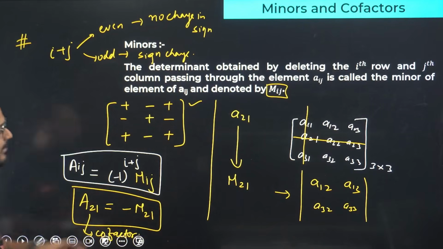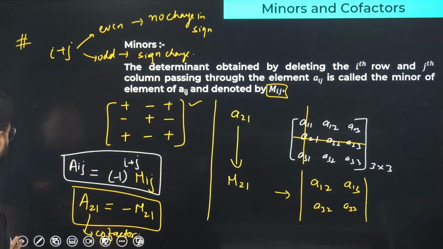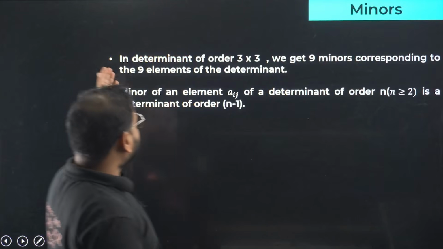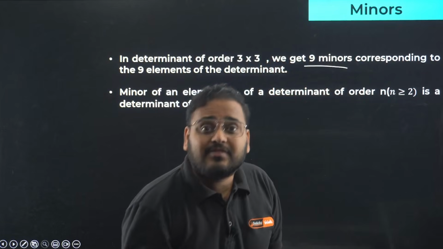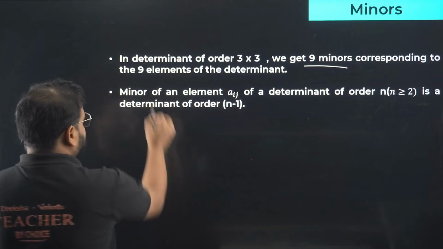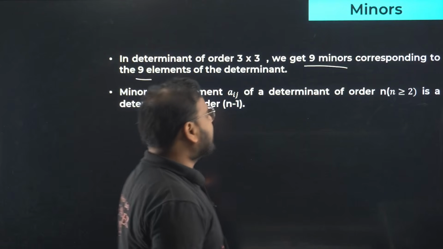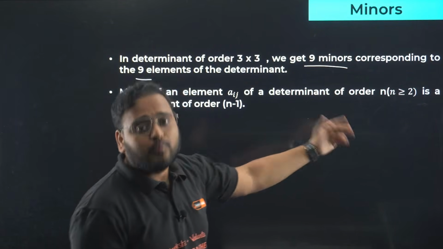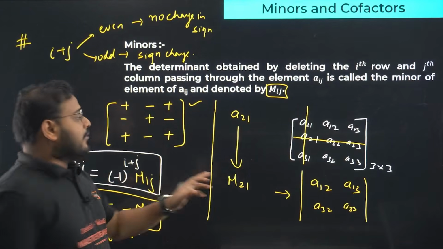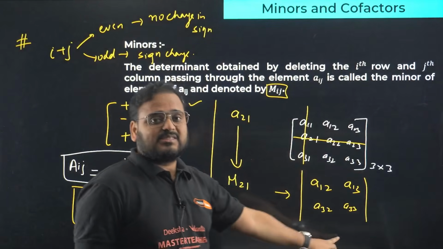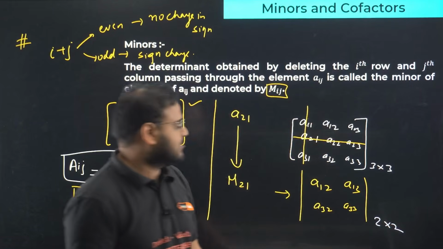Let's see. So I have given everything in detail and discussed it over here only, but we'll see the slides also that I have made for you. Minors: in determinants of order 3 cross 3, we get 9 minors corresponding to each of the 9 elements of the determinant. The minor of an element aij of a determinant of order n, which is more than 2, will be of order n minus 1. Remember, here the order is 3 cross 3, whereas this is 2 cross 2. So the order of the minor matrix, remember this also is a matrix, right?